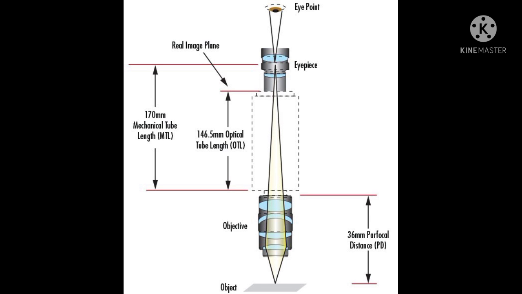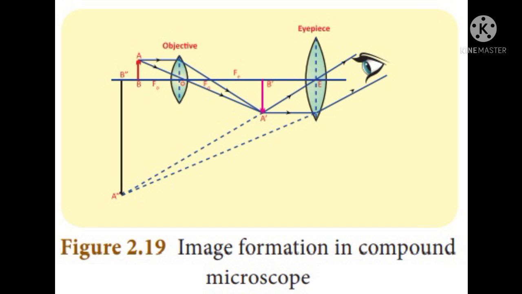Next, construction. A compound microscope consists of two convex lenses. The lens with shorter focal length is placed near the object and is called the objective lens, and the lens placed near the observer's eye is called the eyepiece or eye lens. Both the lenses are fixed in a narrow tube with adjustable provision.